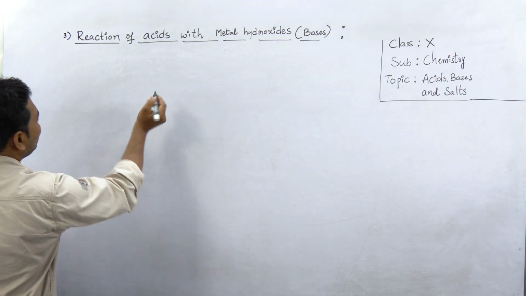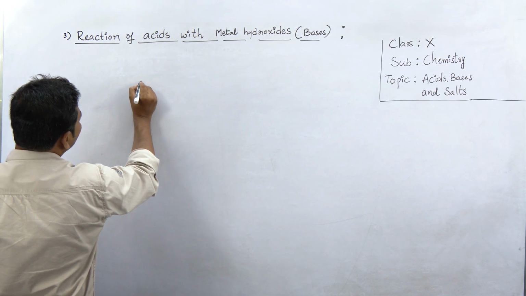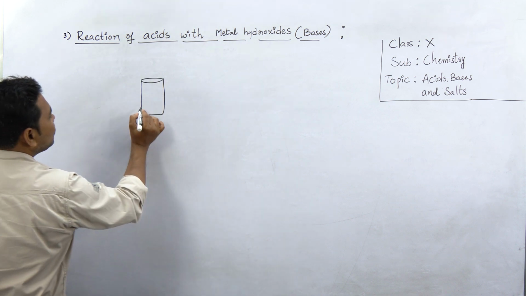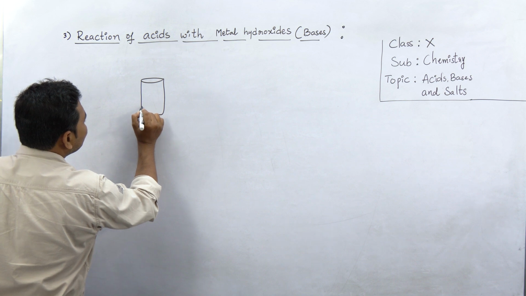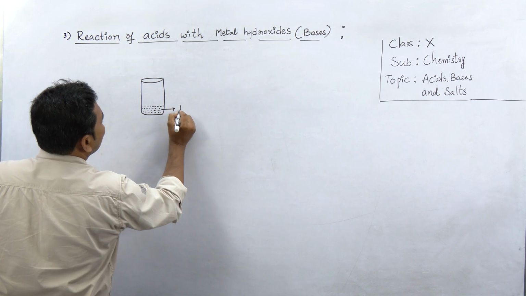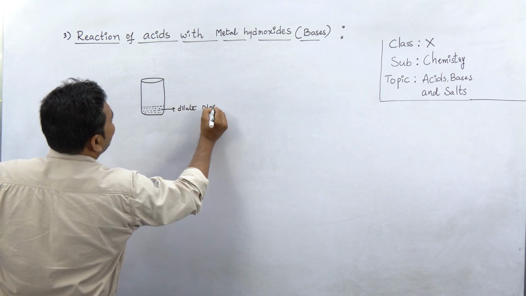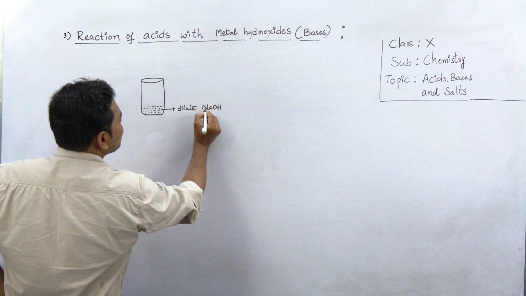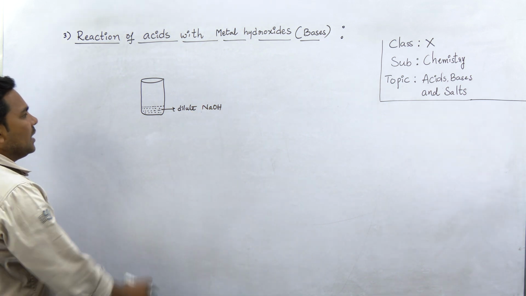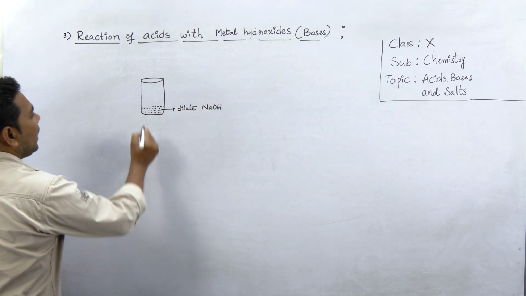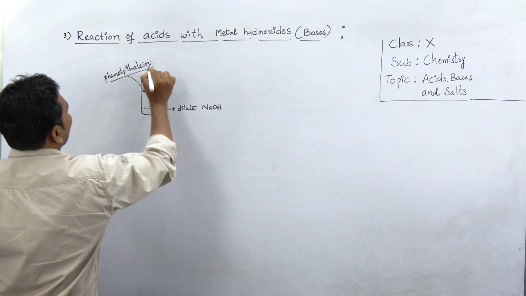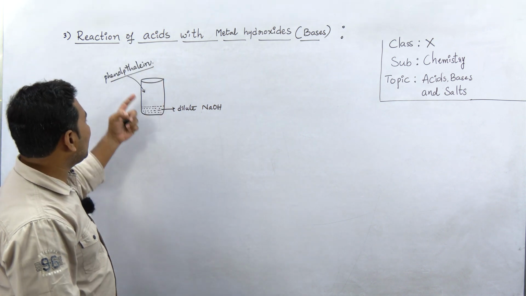For that, I take a beaker. To this beaker, I take a few ml of a dilute base, dilute sodium hydroxide. I told you metal hydroxides are bases. Since sodium is a metal, its hydroxide NaOH is a base. To this dilute sodium hydroxide, I add a few drops of phenolphthalein.